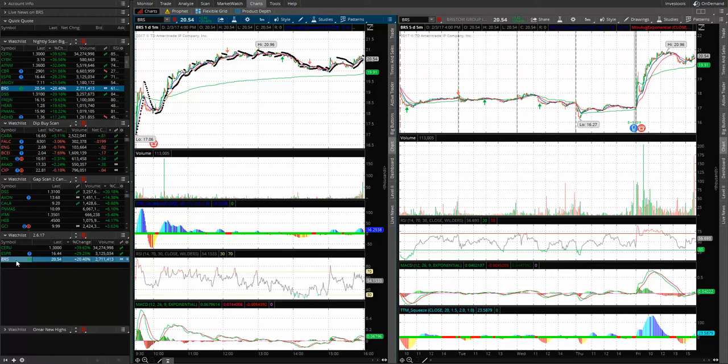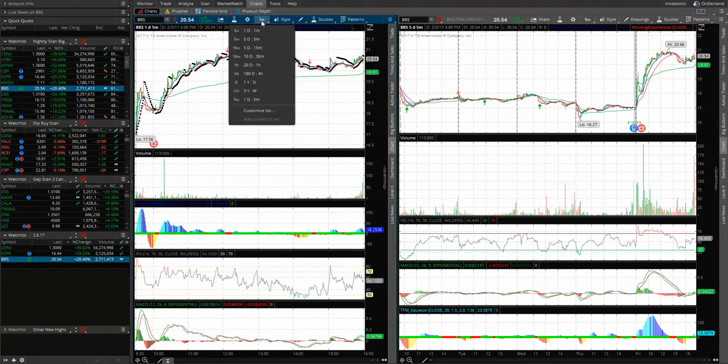Or if you're an options trader, buy a put. It's above VWAP, all right? So you may get a little bit more momentum in this, but I would be looking at it to see what it's going to do.